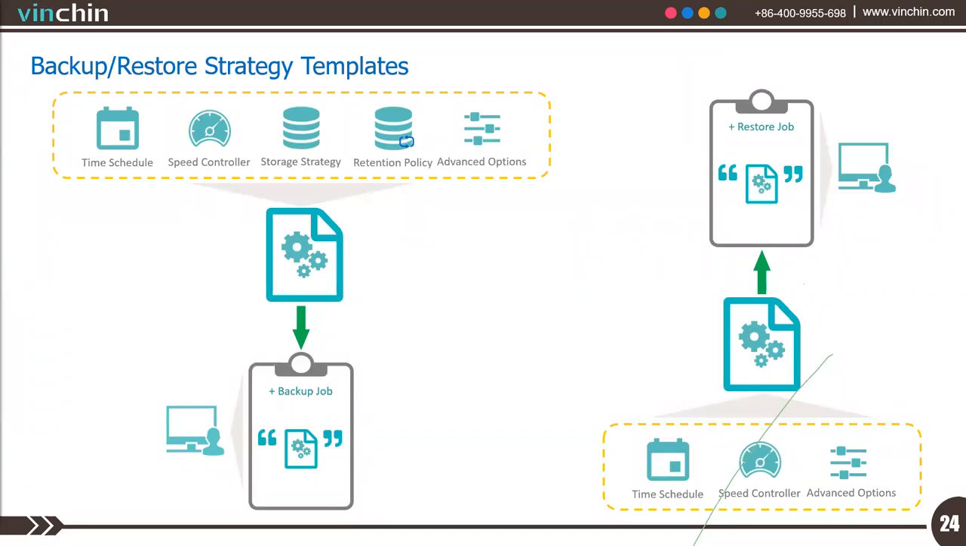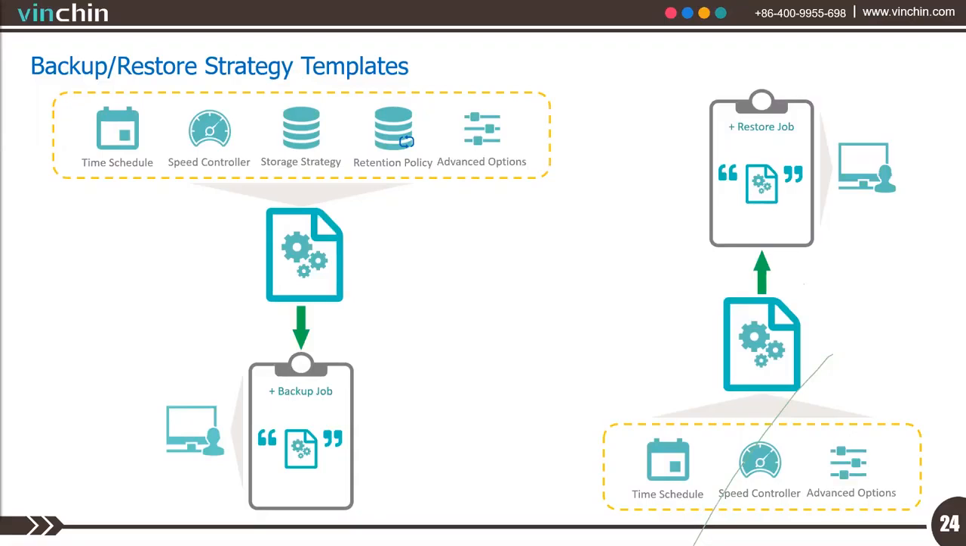Next, the strategy templates. Strategy templates can be pre-configured on Vinchin Backup and Recovery server. So when the administrator tries to create a new backup or restore job, the templates can be used to quickly create the job. For backup strategy templates, the time schedules, speed controller, storage options, retention policies, and some other advanced options can be pre-configured as templates.